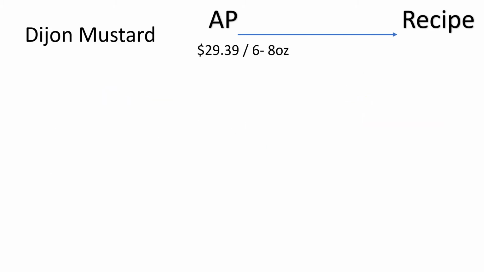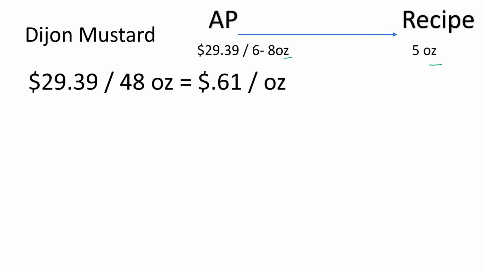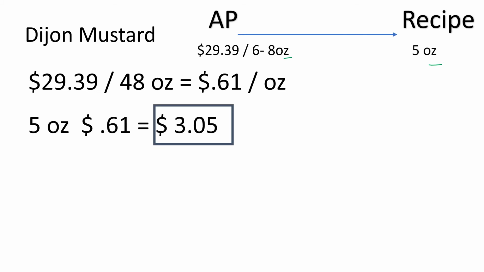Dijon mustard. Again, our as purchased was $29.39 for 6 8-ounce jars, and we need 5 ounces. Do our units match? We have ounces and we have ounces. So now we just need the cost of 1 ounce. $29.39 divided by 48. Y'all see what I did there? I didn't write out the step of 6 times 8 is 48. I just know that, so I can put that there. That gives me 61 cents per ounce. Now do my units match? Am I down to the cost of 1 unit? Yes. So 5 ounces times 61 is $3.05.